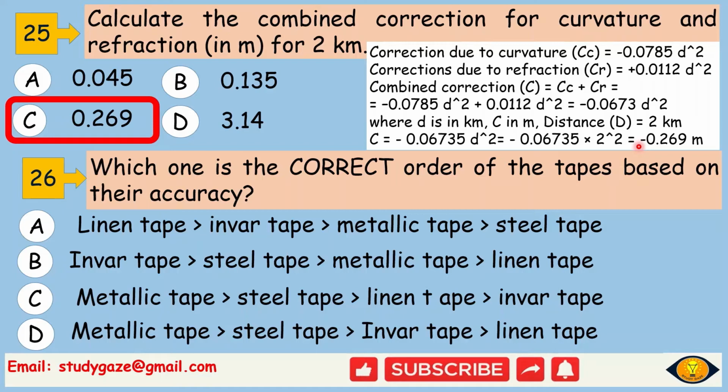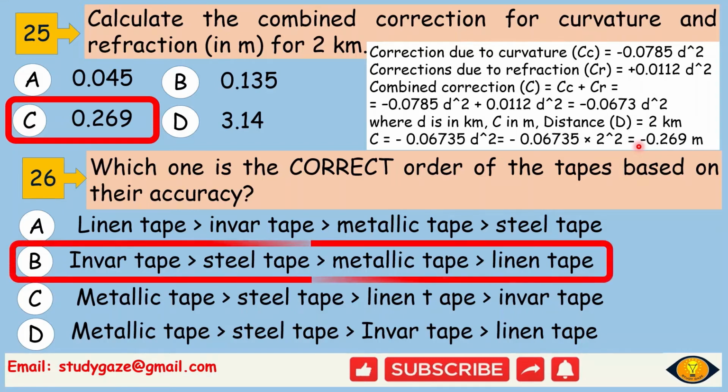Next question. Which one is the correct order of the tapes based on their accuracy? Based on their accuracy, the correct order is invar tape is more than steel tape, is more than metallic tape, is more than linen tape.